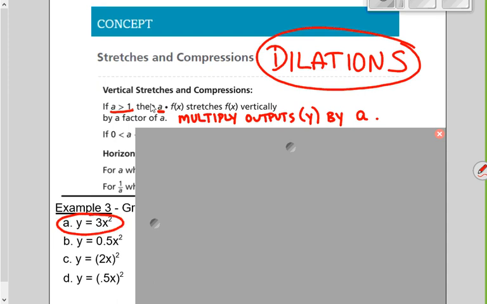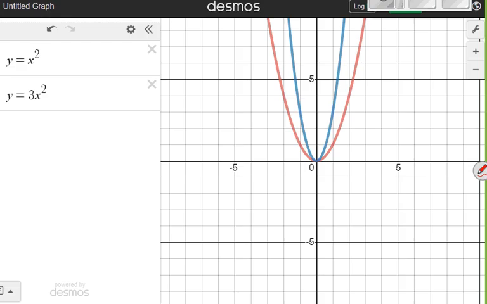So what we're going to do is graph this now. Go to Desmos and put in y equals x squared and compare it to y equals 3x squared. And we'll see what it looks like in this step. So we're looking here at the difference between x squared and 3x squared. Y equals x squared is in red. Y equals 3x squared is in blue.